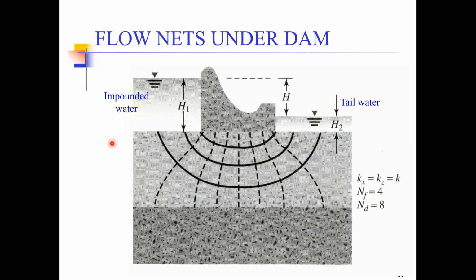This is how the actual flow nets would look. The flow lines represent the flow path of water, and the equipotential lines represent the head loss across this. And as we have discussed multiple times previously, the main characteristic of these equipotential lines is that anywhere on an equipotential line, the head would be the same. So whatever the head is over here, the same would be the head over here or anywhere on this line.